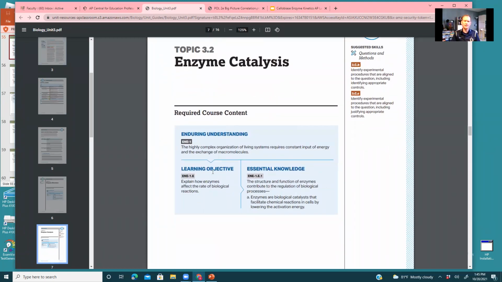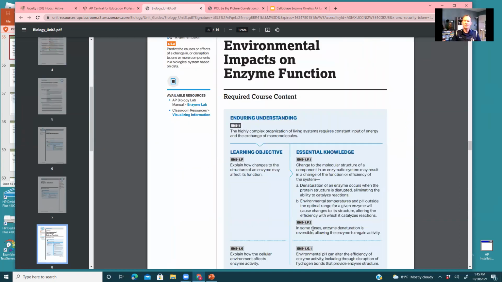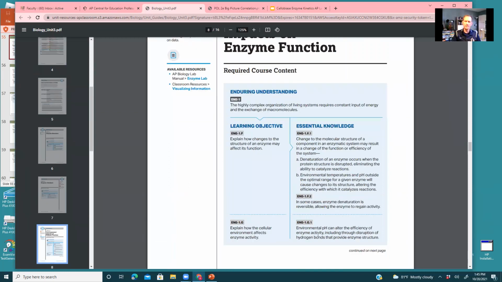We're going to explain how enzymes affect the rate of biological reactions. We're also going to hopefully develop the understanding of the essential knowledge that enzymes are biological catalysts that facilitate chemical reactions in cells. Here's the kicker part: by lowering the activation energy. I'll explain that more in a little bit. Beyond that, what things are going to change the ability for that activation energy to be lowered? This is where your lab really helps to teach and reinforce this, so I'll give you some input.